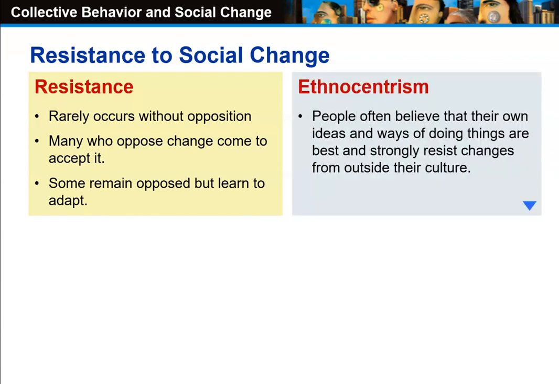Ethnocentrism: people often believe that their own ideas and ways of doing things are the best and strongly resist changes from outside their culture. We see this a great deal when we talk about political correctness. Some people don't understand why it's not right to call people by racist names or use racial stereotypes.